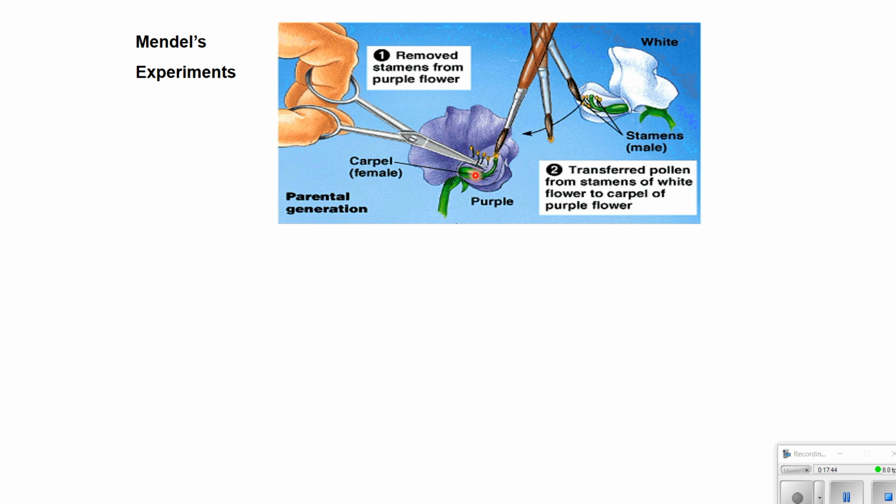So this is cross-pollination. Now notice Mendel used scissors to snip, snip, snip the male parts off of the purple flower because he wanted to make sure that the only pollen that was allowed to fertilize these eggs on this purple plant was the pollen that came from the white plant, the white-flowered plant.